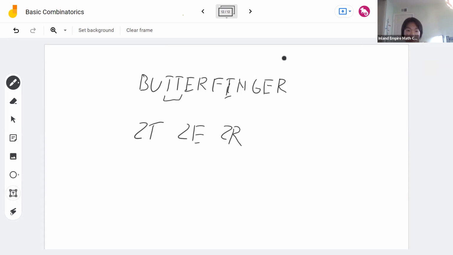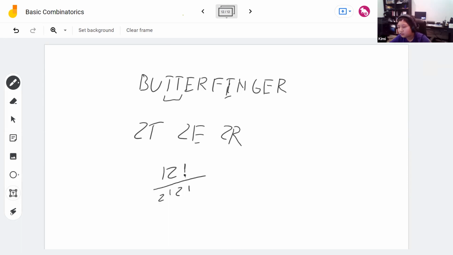So this would be pretty similar, right? Does that mean the number of whole letters factorial divided by 2 factorial divided by 2 factorial divided by 2 factorial? Pretty much. Right.